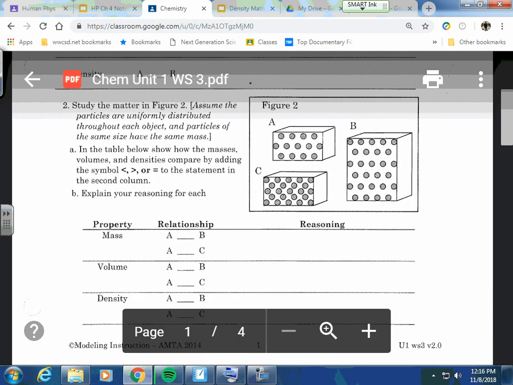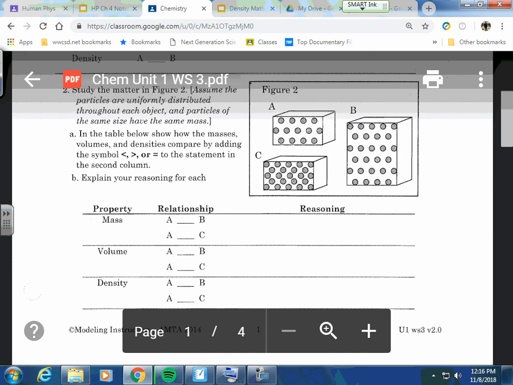All right, number 2, similar idea. I shouldn't really have to go back to what we had before. All right, so what about on this one? We've got 3 objects. We've got A, B, and C. What about if we just compare the mass of A and B? A has less particles than B. Does everybody agree with that? Any disagreements? Raise your hand. A has less mass than B.